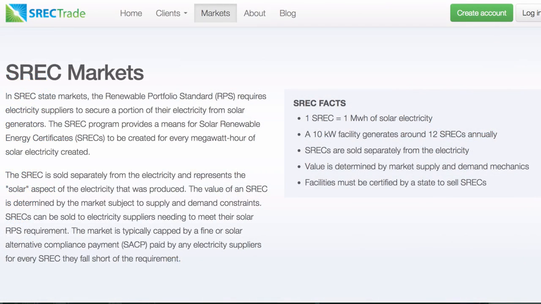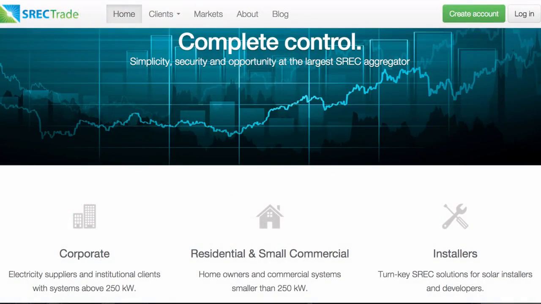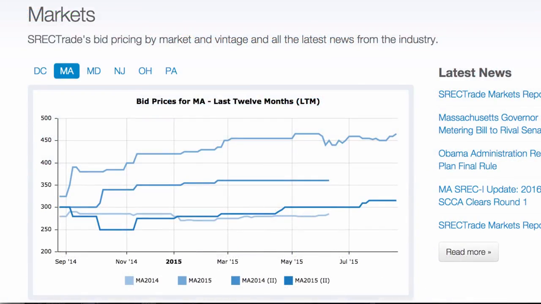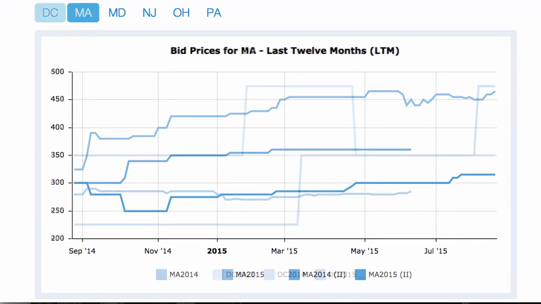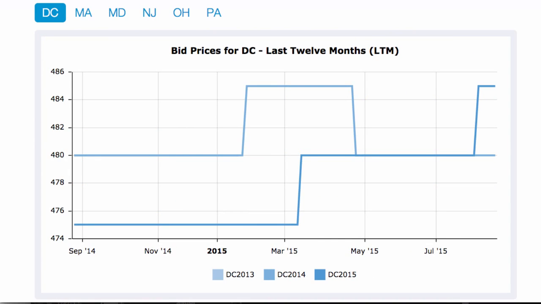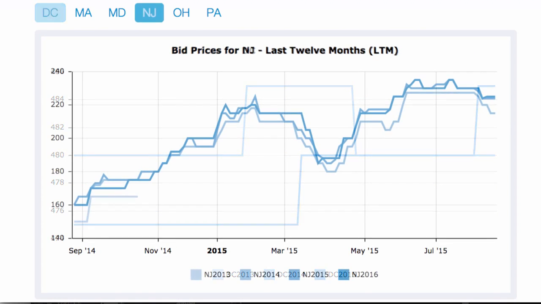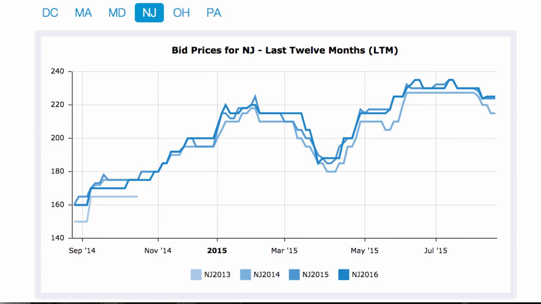In the SREC program, a single credit is equal to 1,000 kilowatt hours, or 1 megawatt hour, and carries a value relative to the market in which it is generated. Each market is unique. In some markets, this value is highly regulated by government entities through agreements, which assures long-term value for the customer on the credit. In other auction-based markets, solar credits may have a value determined by supply and demand.